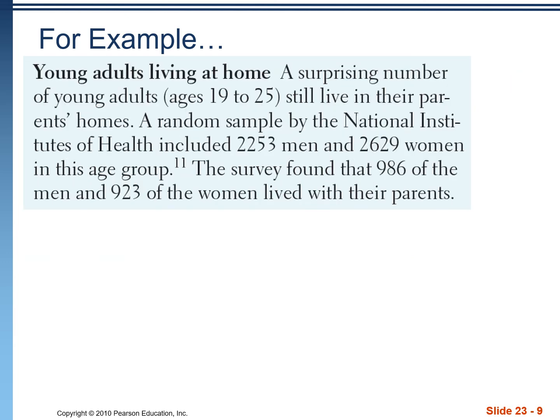And in this last example, we have a study examining whether males and females in the 19 to 25 age group are equally likely to live with their parents. So we have a sample of males, a sample of females. It's telling us how many of each lived with their parents. Right, this is a categorical question. The question being asked is, do you live with your parents, yes or no?